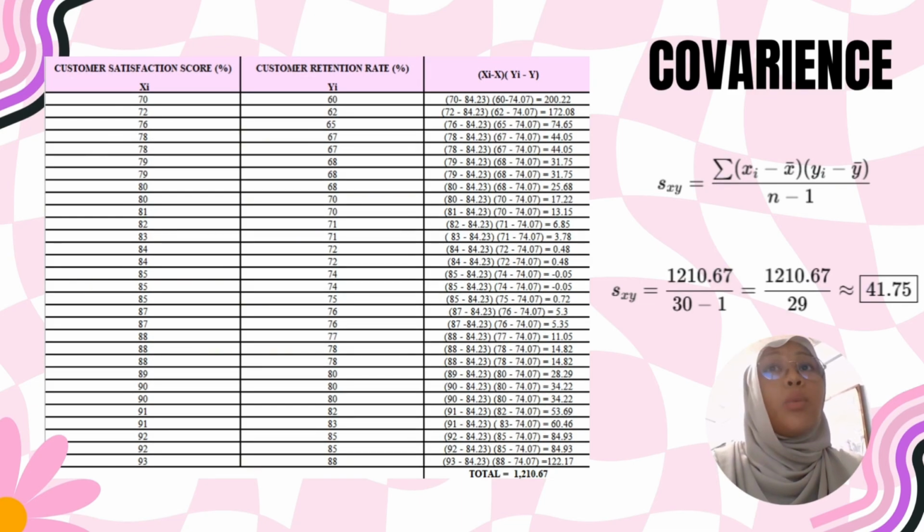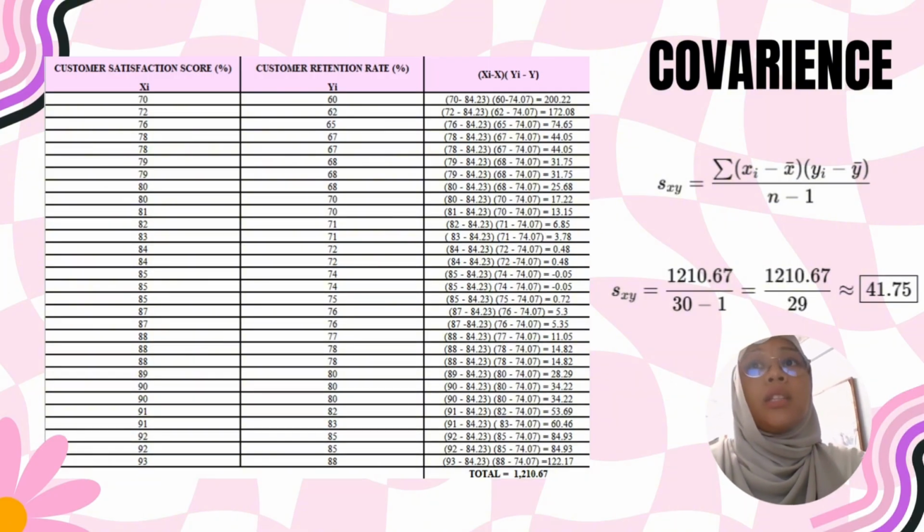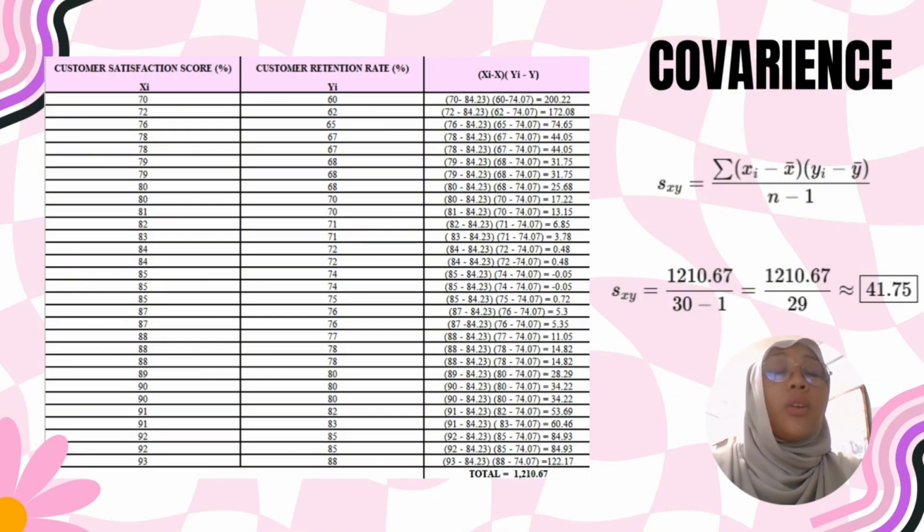You can see the table with customer satisfaction score and our customer retention rate, which is our Y value. The column labelled shows the result of the calculation for each pair of data points. For instance, the first calculation is 70 minus 84.23 multiplied by 60 minus 74.07, and then we got the result, which is 200.22.